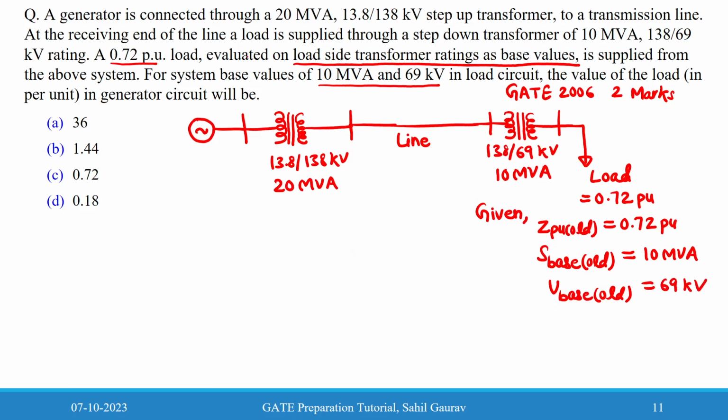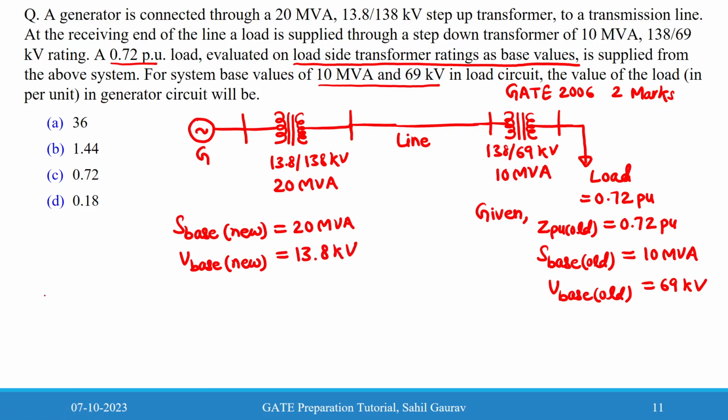So we need to find this load impedance at the generator circuit. So S base new will be, this is the generator circuit, so S base new will be 20 MVA, and V base new will be 13.8 kV.